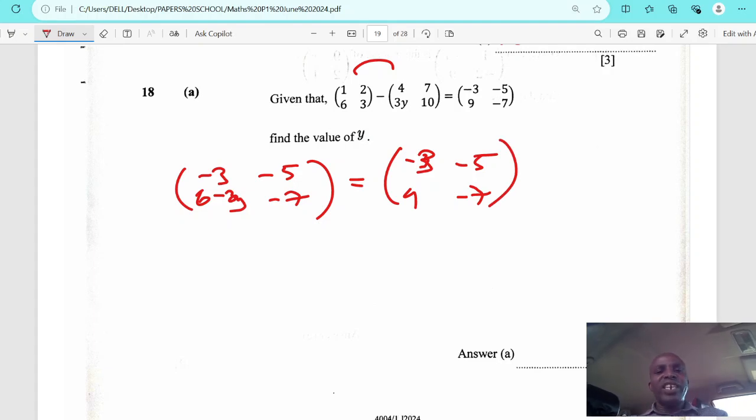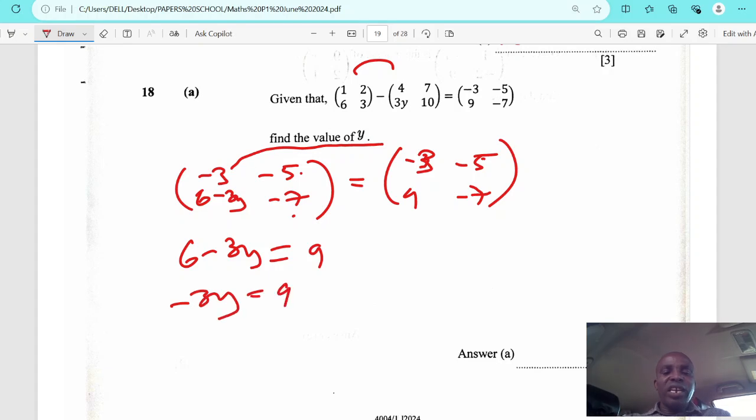Like this. Right? Equate. You say this minus 3 is equal to this minus 3, minus 5 is equal to minus 5, minus 7 equals minus 7. Which means 6 minus 3y must be equal to 9. Collect like terms. That's how I find your y. 9 minus 6 is 3, so minus 3y is equal to 3. Then divide by minus 3. You get your y is equal to minus 1.